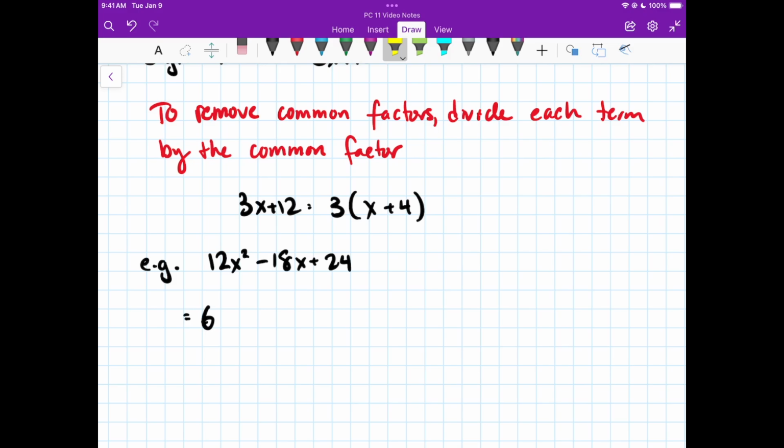As far as the variables go, we've got x squared and we've got x, but this third term just is 24. It doesn't have an x in it, so we can't take out any x's because it's not common to everything. So all we can take out is the 6 in this case. If we do that, 12 divided by 6 gets us 2, 18 divided by 6 gets us 3, but it's going to be negative 3, and 24 divided by 6 gets us 4.